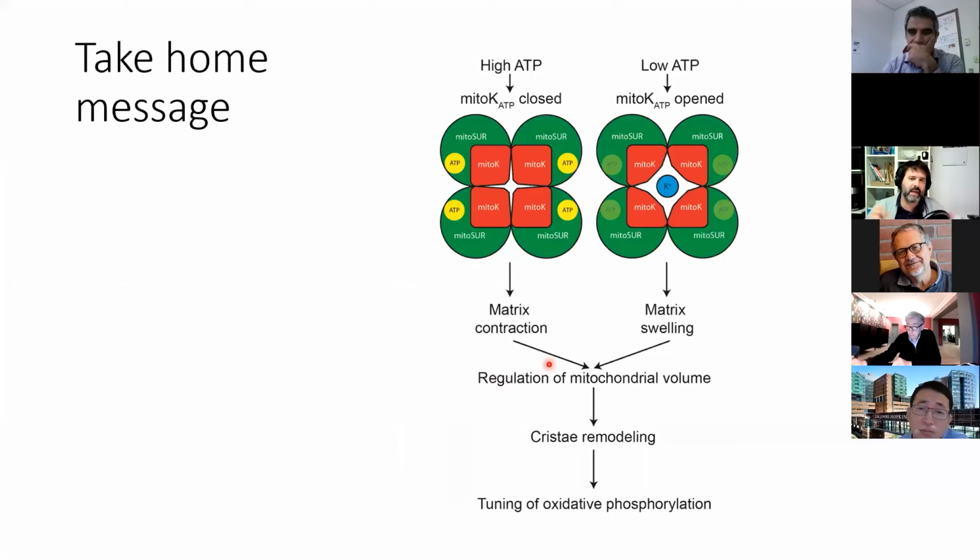So the take-home message is that we have identified this molecular complex located in the inner mitochondrial membrane. This is a potassium channel that is sensitive to ATP concentration. It is normally closed because physiological ATP concentration can close the channel. And what we know is that potassium homeostasis controls the regulation of swelling and contraction of the matrix, thus meaning that mitochondrial potassium can regulate the volume. This in turn leads to the remodeling of the cristae and the tuning of oxidative phosphorylation.